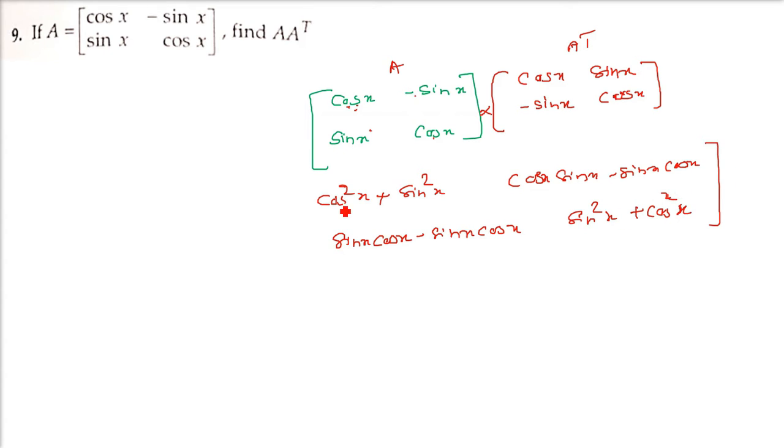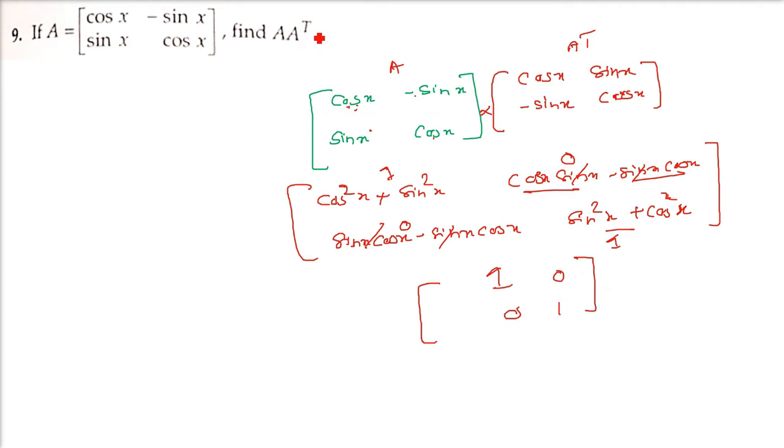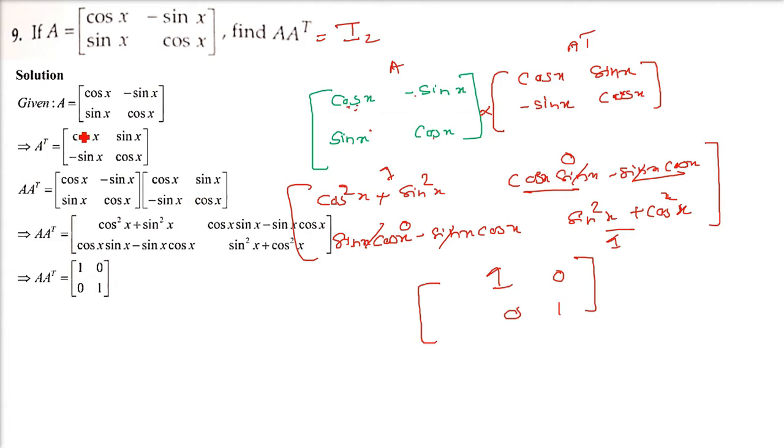Okay, so this cos x sin x minus sin x cos x is going to be 0 because they both are the same term. This also becomes 0. Cos square x plus sin square x is 1. This is going to be 1. This is going to be 1. So just write it like this. 1, 0, 0, 1. And this is nothing but the identity matrix. This is I2, the identity matrix. So this is how it is going to be done.